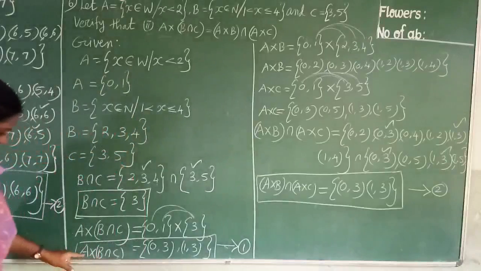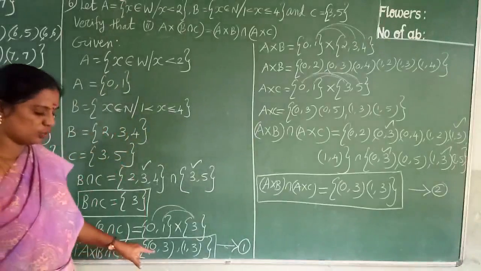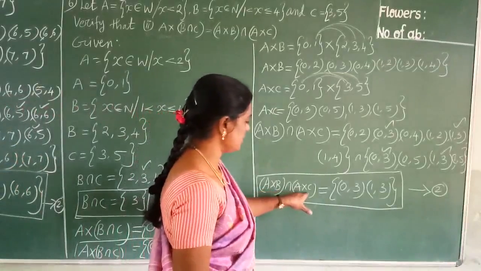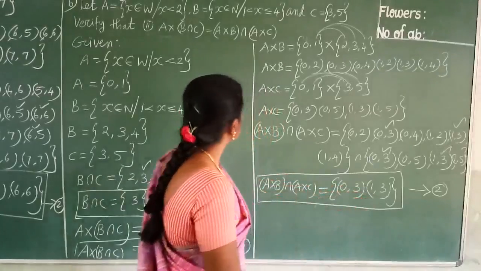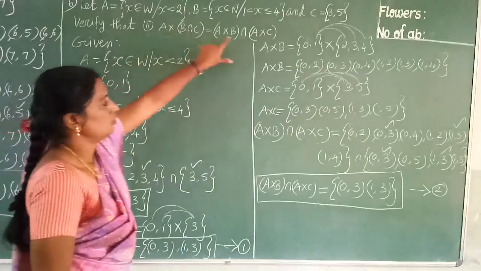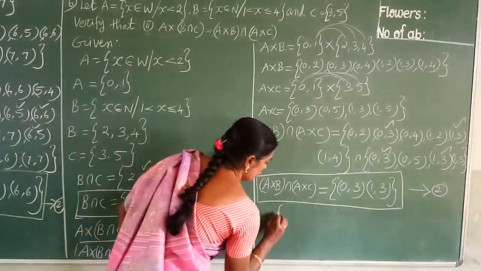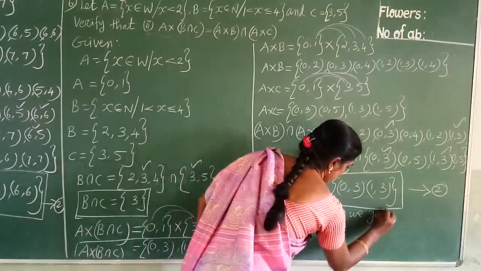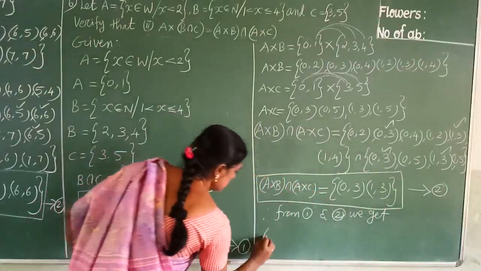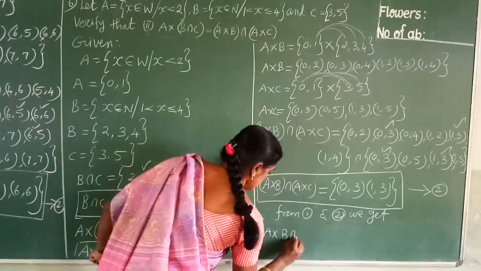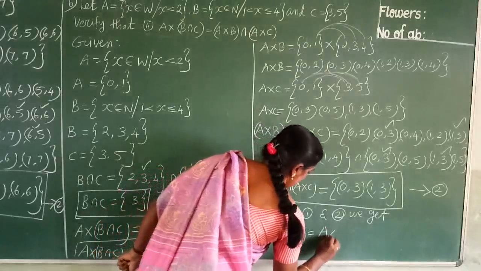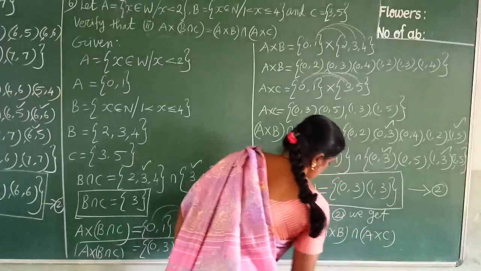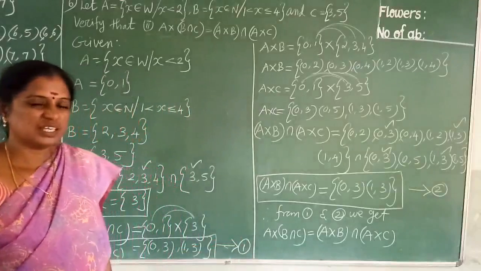So the LHS answer, A cross (B intersection C), equals 0, 3, 1, 3, and (A cross B) intersection (A cross C) equals 0, 3, 1, 3. So the LHS answer is equal to the RHS. Therefore, from 1 and 2 we get A cross (B intersection C) is equal to (A cross B) intersection (A cross C). That is verified. Is it clear?